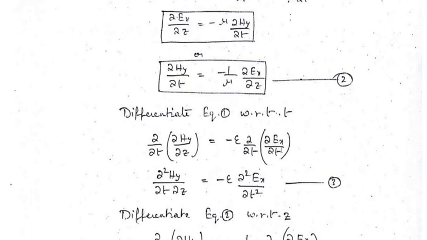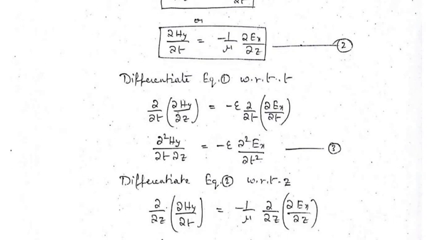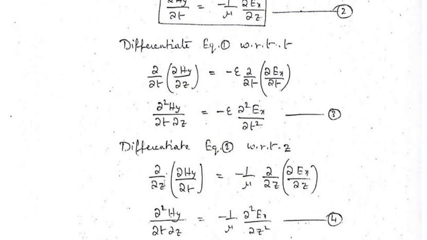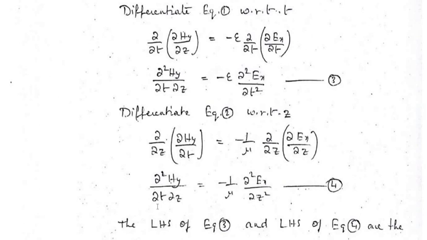Now differentiate this first equation with respect to t on both sides. So partially differentiate this with respect to t. So write dou by dou t and dou by dou t here also. So here we get dou square Hy by dou t dou z. This side we have minus epsilon dou square Ex by dou t square. Now again take the second equation, this one, and differentiate it with respect to z on both sides. So write dou by dou z, here also dou by dou z. So we get dou square Hy by dou t dou z is equal to minus 1 by mu dou square Ex by dou z square.